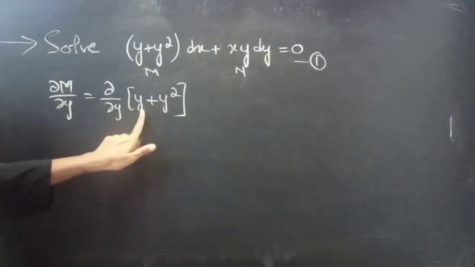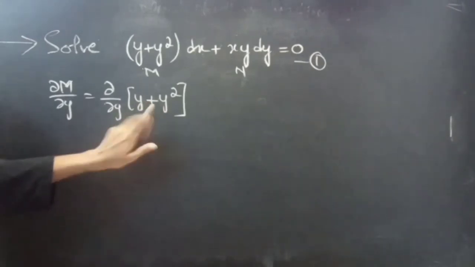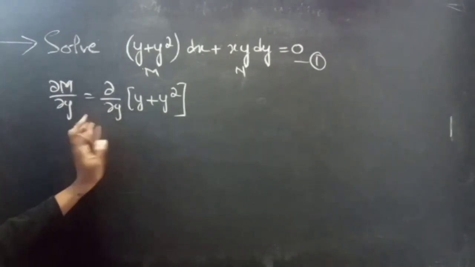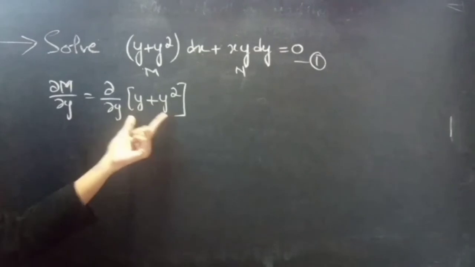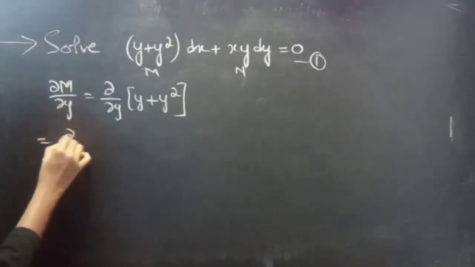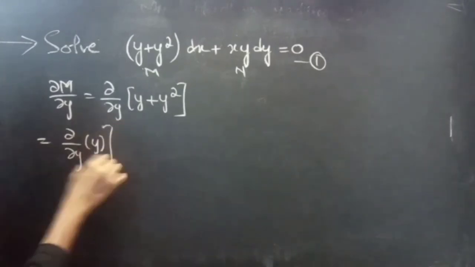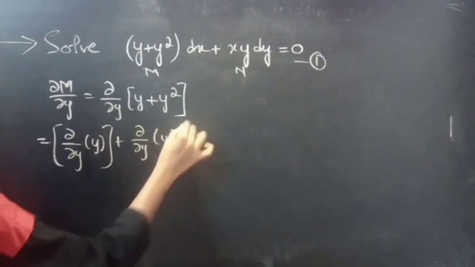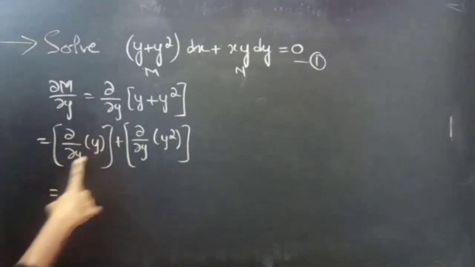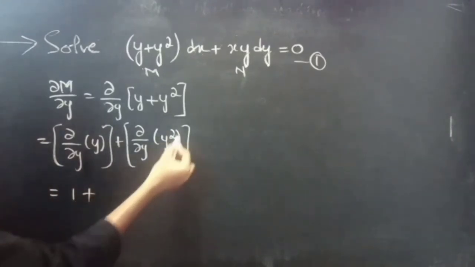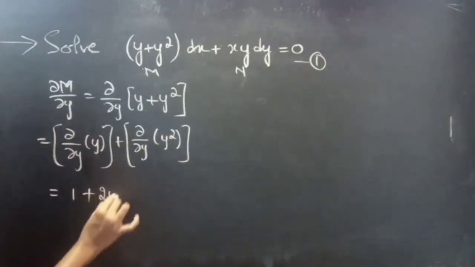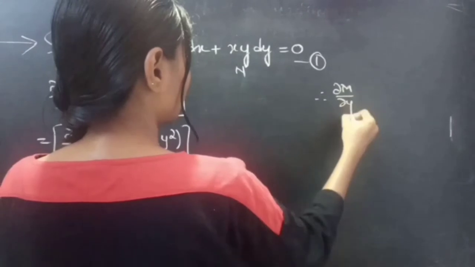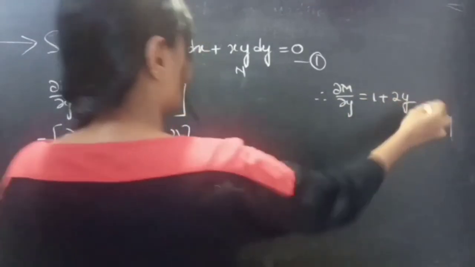Partial derivative of M with respect to y is equal to ∂/∂y of (y + y²). Here we have y in both the terms. Since we are doing partial derivative with respect to y, x will be treated as constant, but we don't have any x here. It equals the partial derivative of the first term plus the partial derivative of the second term: ∂y/∂y is 1, plus ∂y²/∂y is 2y. Therefore, ∂M/∂y is 1 + 2y.